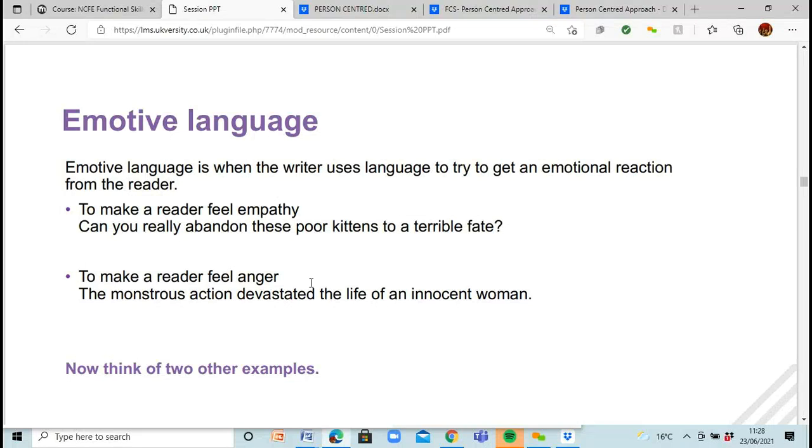And then also to make the reader feel angry as well. So, "that monstrous action devastated the life of an innocent woman." So these can make you feel really upset or sad for someone, or they can make you feel really angry about a particular thing that's happened. And again, it can also make you feel happy about things, because it depends on what sort of emotive language you're using. Are you doing it to make someone sad, angry, or happy?